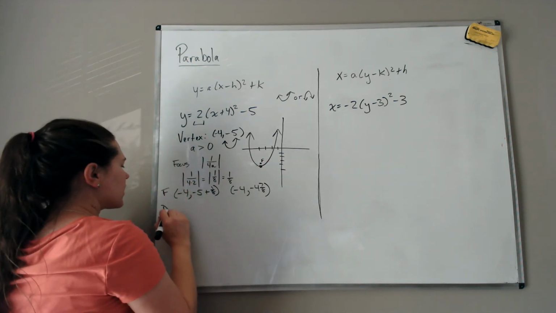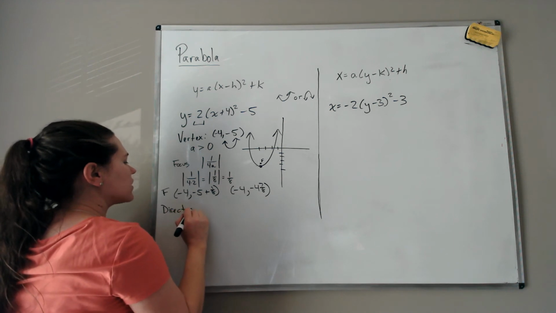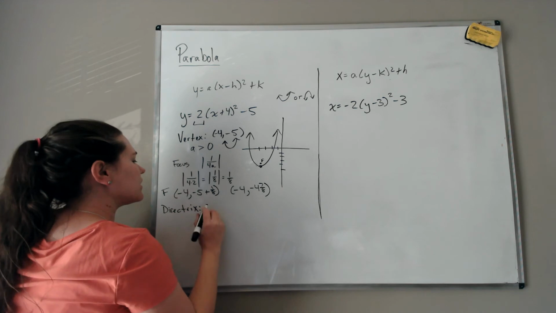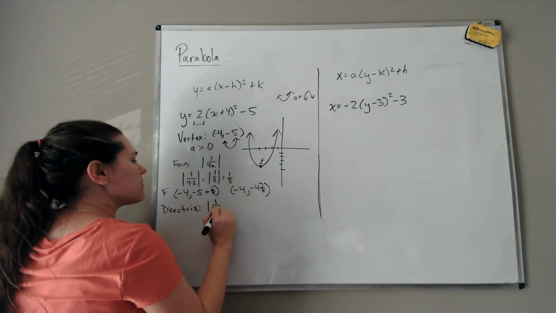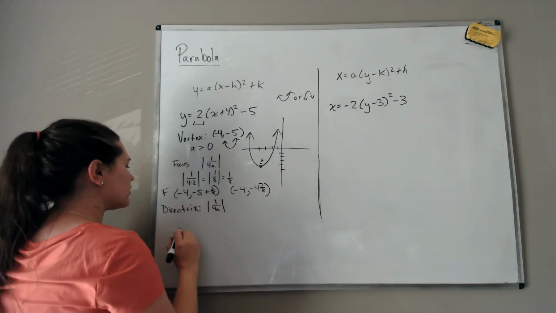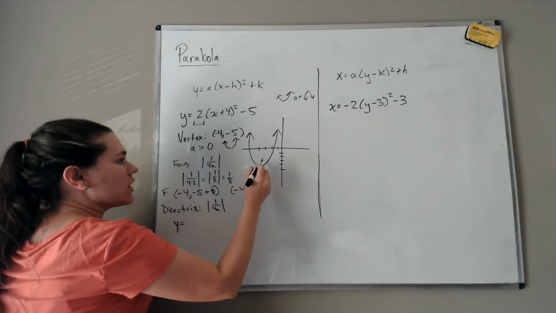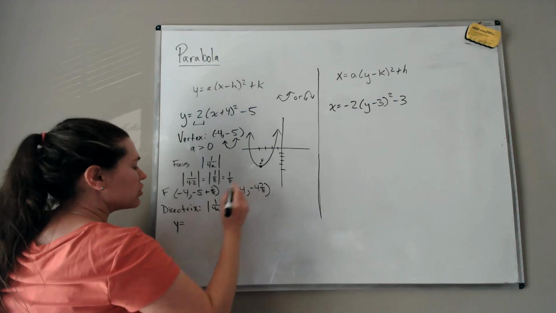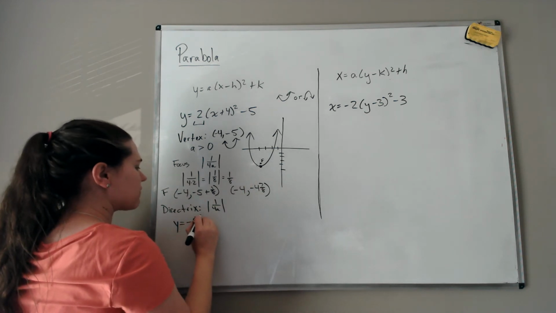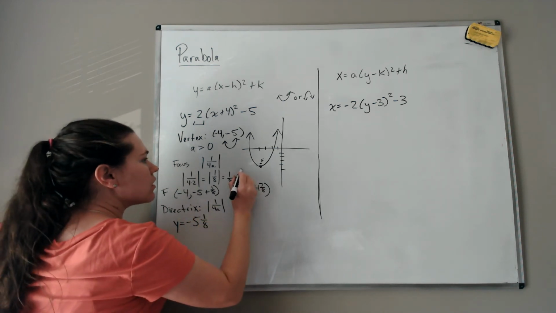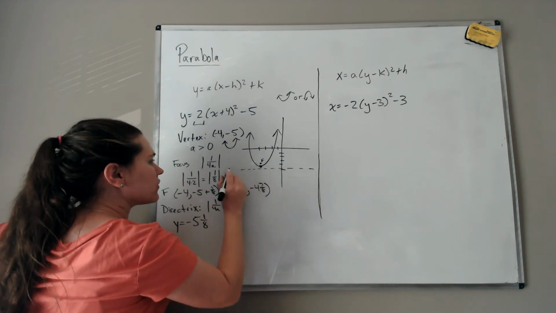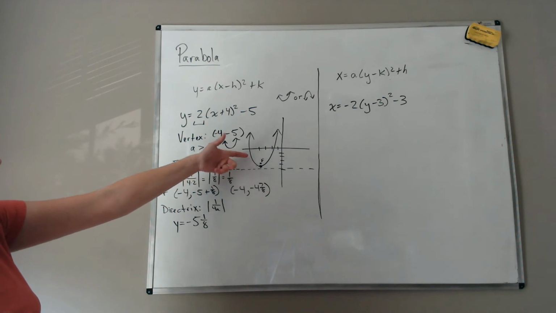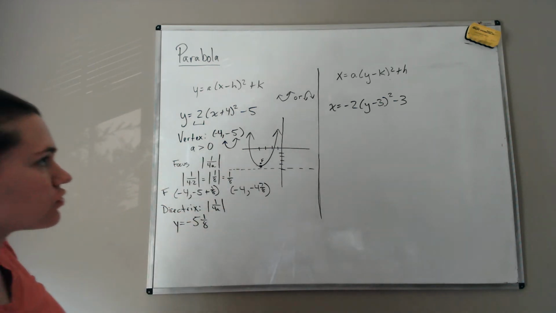Now, the directrix is going to be the horizontal line that falls down here. That is also the same distance away, but it's going to be below it. So if that's -5, we're dropping an eighth. So that's going to be -5 and 1/8. And that's the directrix. And so that's all you have to do. Make sure you have the vertex, the correct orientation, the focal point, and the directrix.